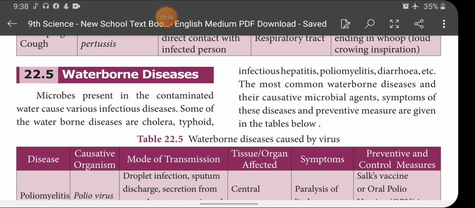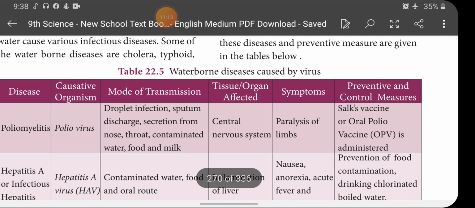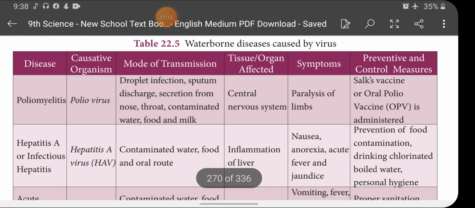Okay, bracket it. List some of the waterborne diseases. Cholera, typhoid, infectious hepatitis, poliomyelitis, diarrhea are the diseases caused by waterborne or contaminated water. Let's see the next column. What are the various waterborne diseases caused by virus?